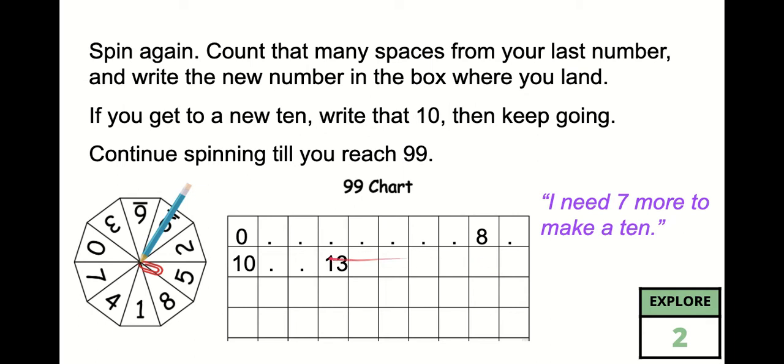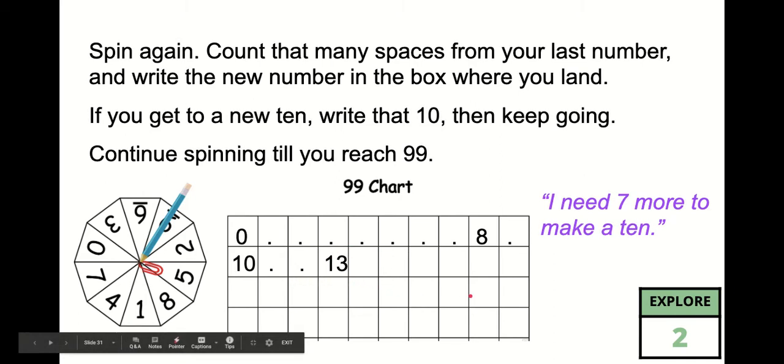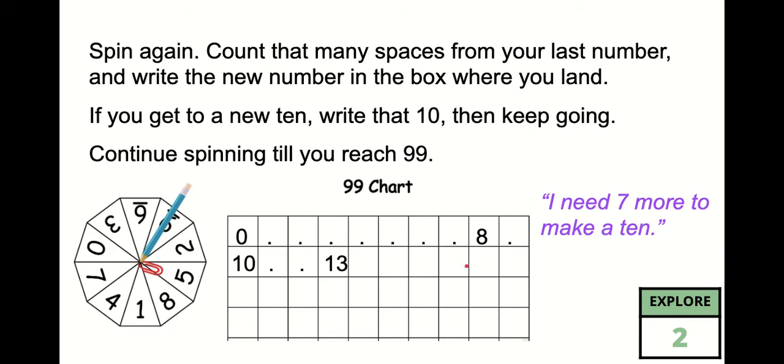So you're going to use the spinner or some dice to help you roll and keep filling in as many numbers as you can. And you're going to try to make 10. And then keep going until you reach 99.